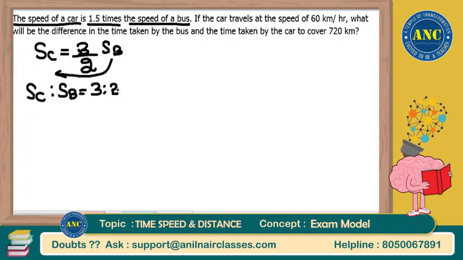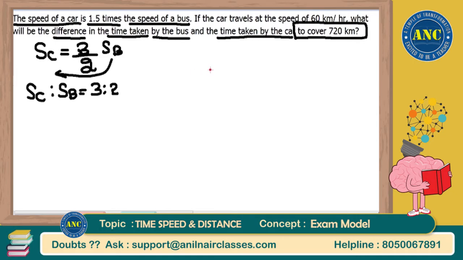Now, listen carefully, sir. What is the next statement? The next statement is, what will be the difference in time taken by a bus and the time taken by a car to cover 720 kilometers? That means the distance is constant. They are keeping it as 720 kilometers. They want you to find the difference in the time taken by bus and car. It is not the time ratio they are asking. They are asking you the difference in the time.